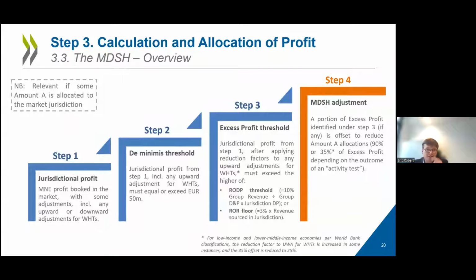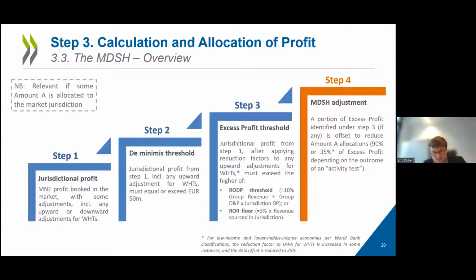And that offset percentage can be 90%, so quite significant. It's 90% of the excess profits identified in the jurisdictions that will be offset against amount A allocations, or it could be lower, it could be 35% of the excess profit that is being offset, including lower to 25% in the case of certain developing countries that qualify as low income and lower middle income economies as per the World Bank classifications. But I will come back to that.